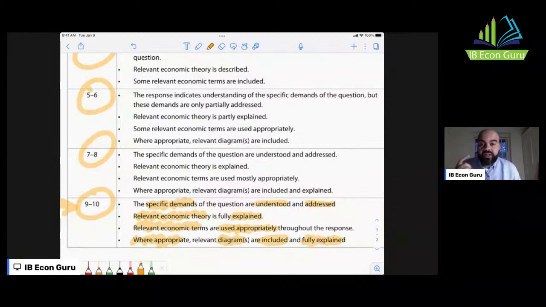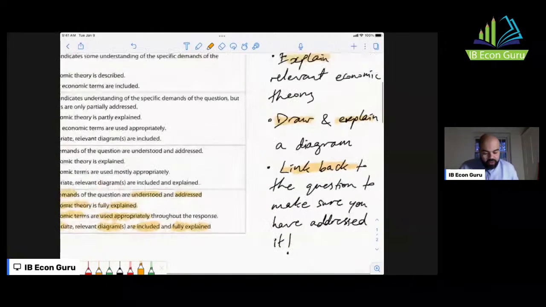Many students just think, oh, I'll draw the diagram and leave it there as decoration, and that's enough. No, whatever diagram or diagrams you draw, you need to follow with an explanation of the diagram. So this is how to access level 5. I'm assuming everybody's aiming for the highest level. All right, what do you do?